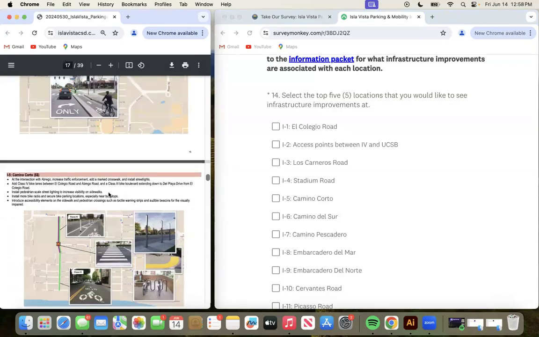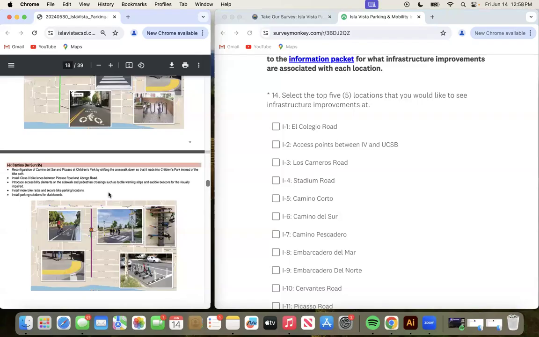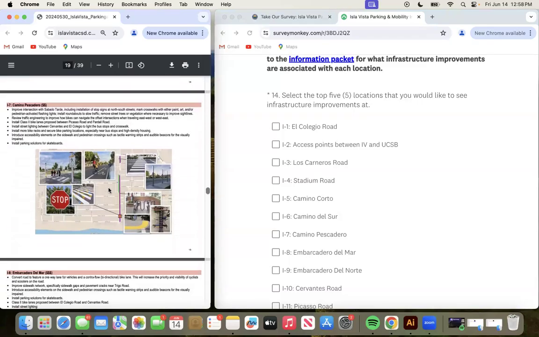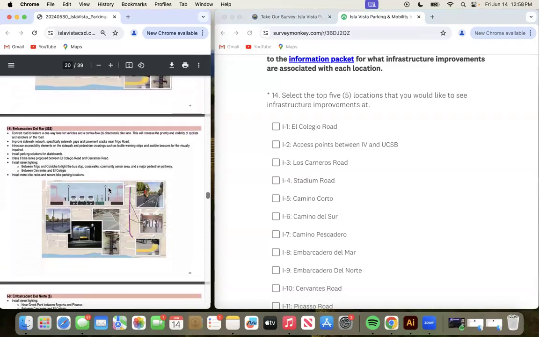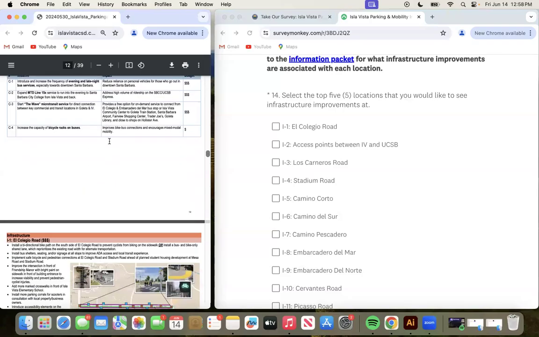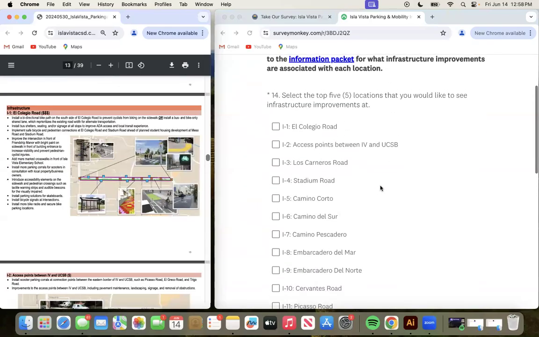So I would go ahead and look through all of these, at least skim them, and maybe take some notes on which ones you think are the most important to see some improvements at. And then you can go ahead and rank your top 5.